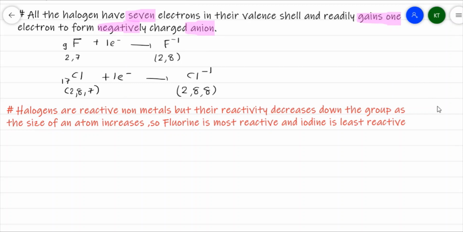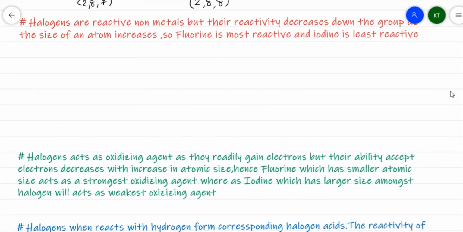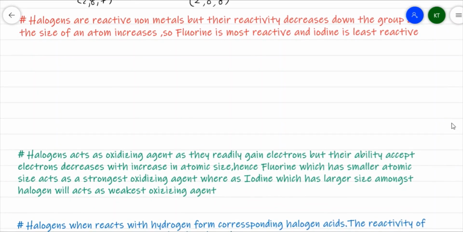Now, generally it has been seen that as I move from top to bottom, that means from fluorine to iodine, halogens are basically reactive non-metals, but the reactivity goes on decreasing. Unlike metals, whose reactivity increases as I move from top to bottom, these are non-metals. Please do remember, these are non-metals, so their reactivity goes on decreasing.